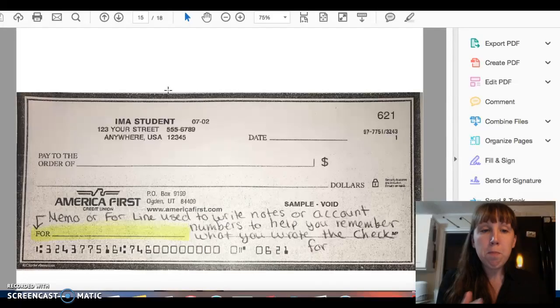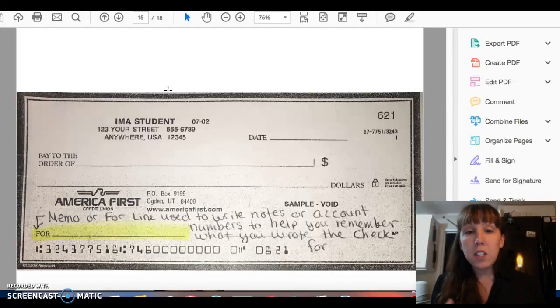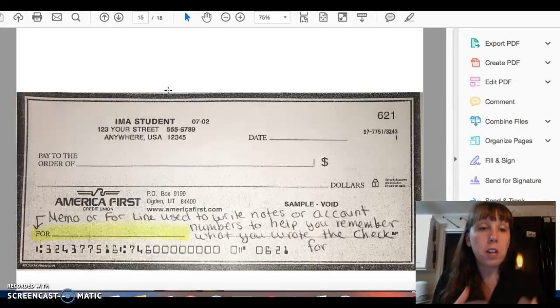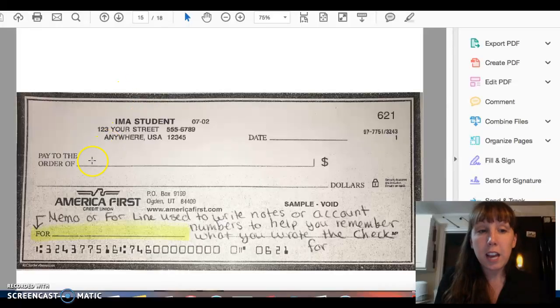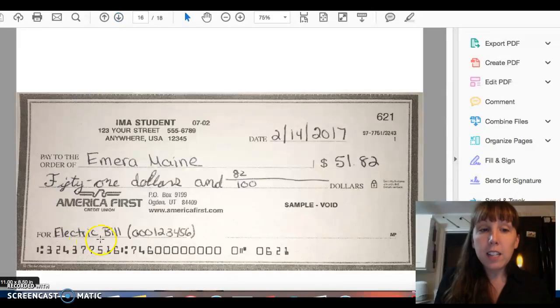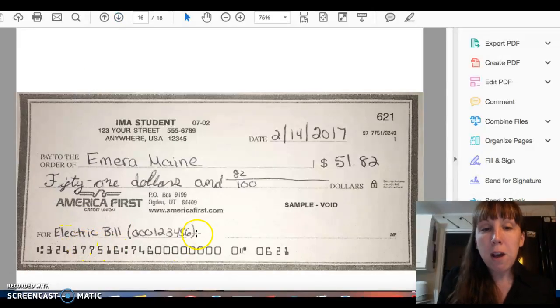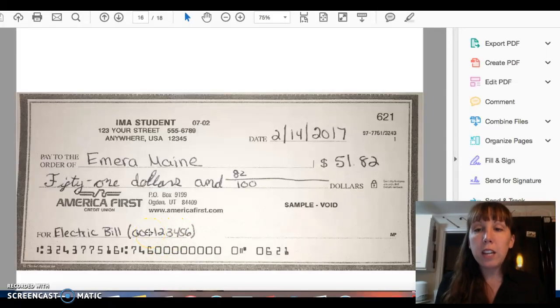Next, we're going to talk about the memo or the for line. Now, this line is used to write notes or your account numbers to help you remember what you wrote the check for. Now, some are going to say memo, where others are going to say for. So for my example, I'm writing that it's for my electric bill, and this is my fake account number for my electric bill. When you're paying bills, it's really helpful if you include your account number, so that way if it gets separated from your paper that you mail it in with, they can easily access your account. And also make sure that they put that money towards the right account.